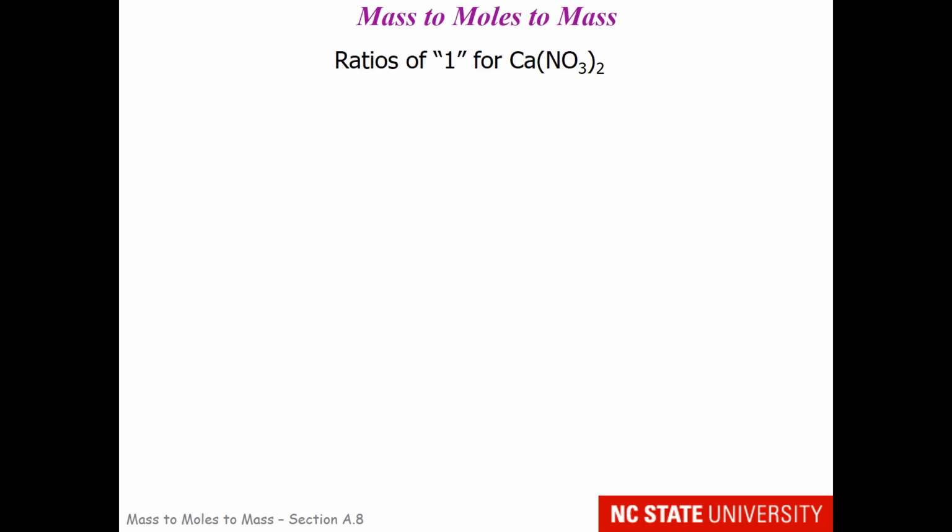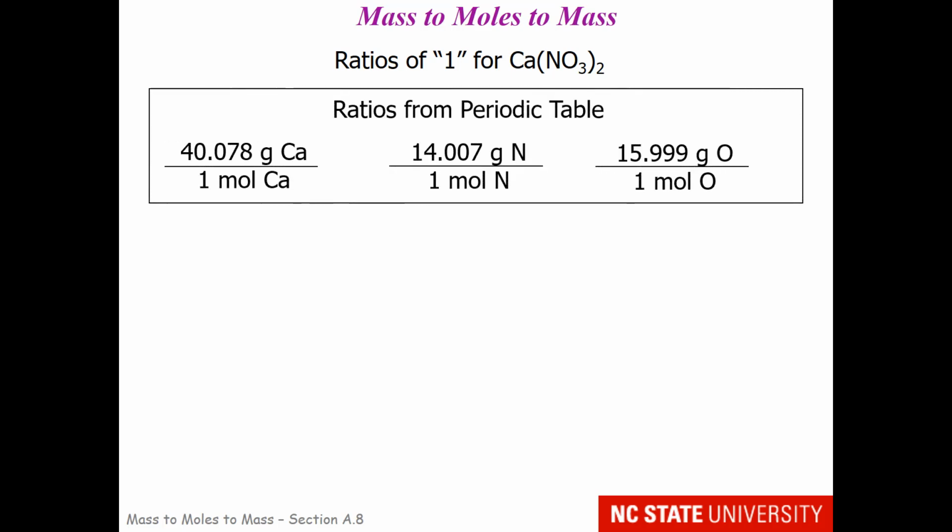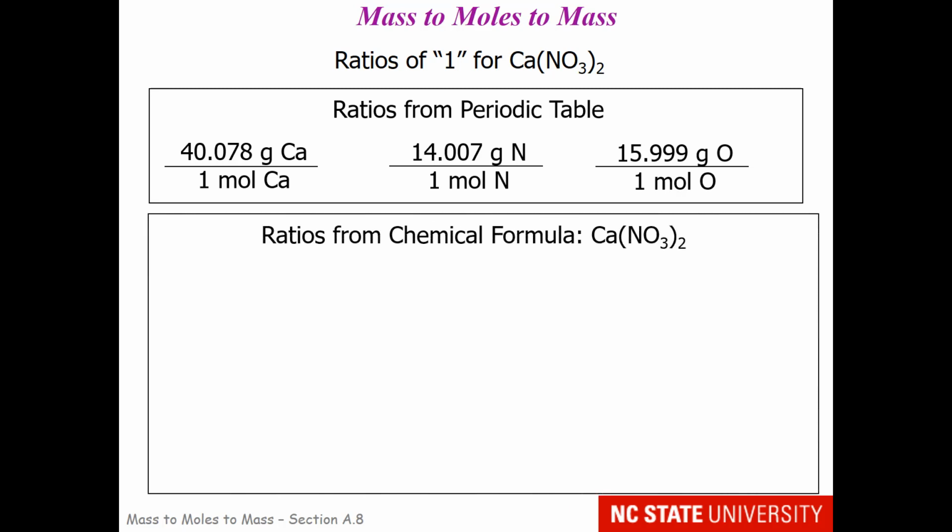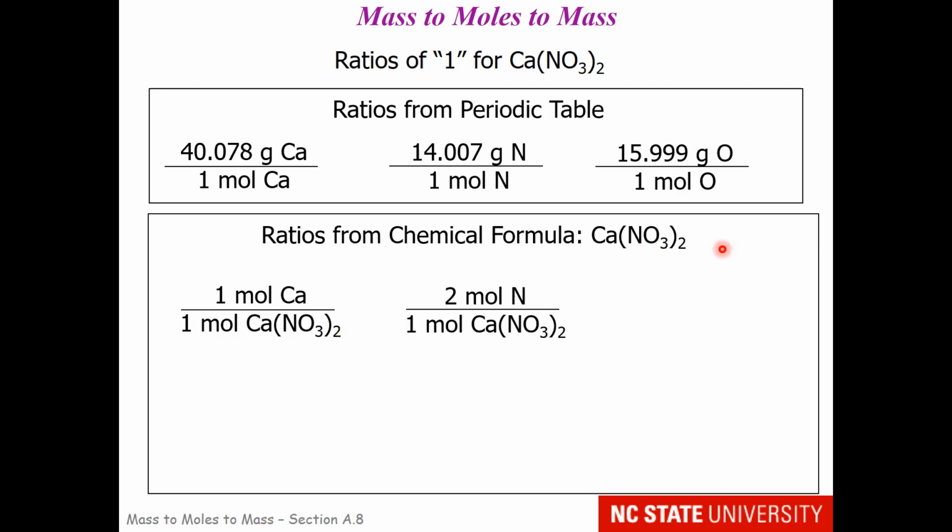Here's the challenge in chemistry, though. Which ratio of 1 divided by 1 do you use? Well, there are some ratios from the periodic table that give us the molar mass. Then there are ratios from within the chemical formula. For example, if you look at the formula, calcium nitrate has 1 mole of calcium per 1 mole of the entire compound, or 2 moles of nitrogen per 1 mole of the entire compound, or 6 moles of oxygen atoms for 1 mole of entire compound.